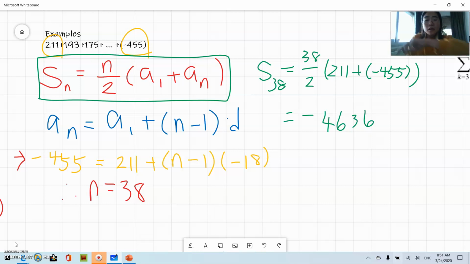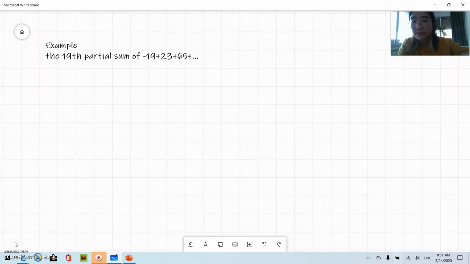Okay. So you saw how sometimes you can't just plug it into the series formula. You have to actually utilize the formula from last lesson to find the nth term. Not exactly to find the nth term, but to find n, for example. Okay. So let's look at the next example.